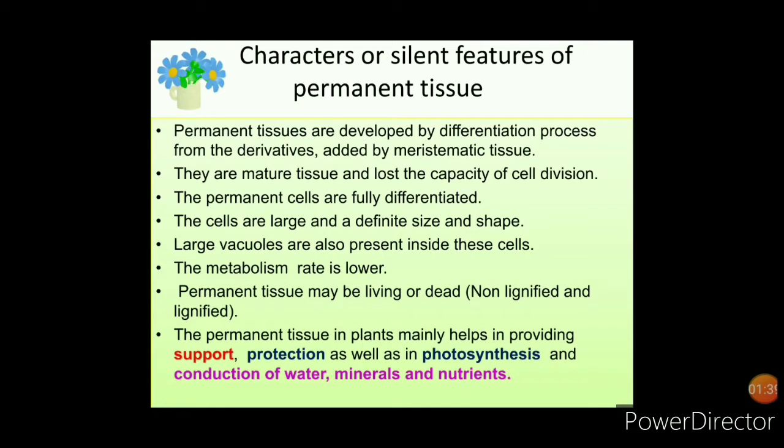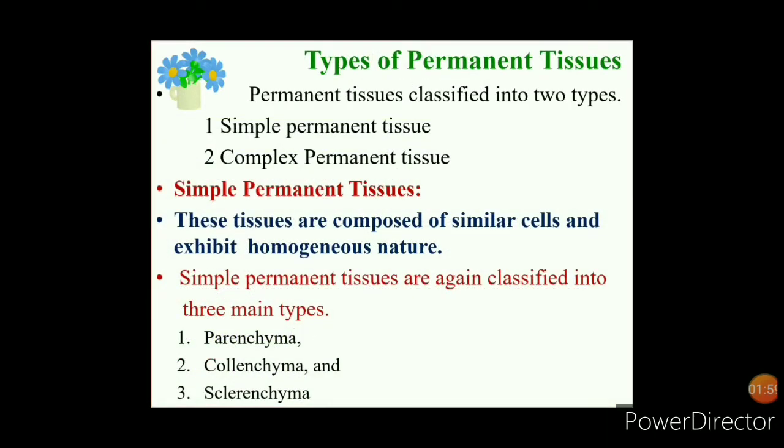The permanent tissues in plants mainly help in providing support to the plant body, protection of the parts, as well as in photosynthesis, which is a very important function of the plant, and conduction of water and minerals with nutrients for the photosynthesis. Now we come to the types of permanent tissues in the plant body.